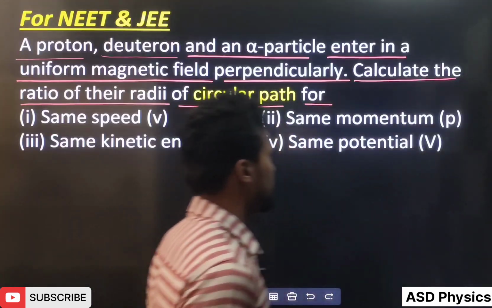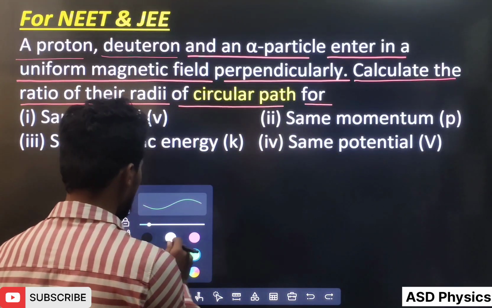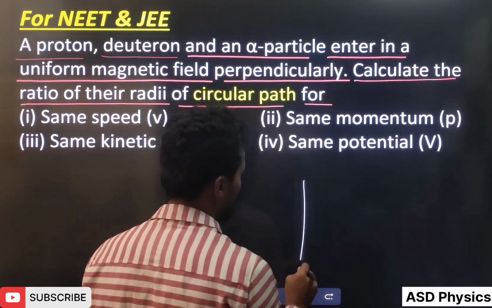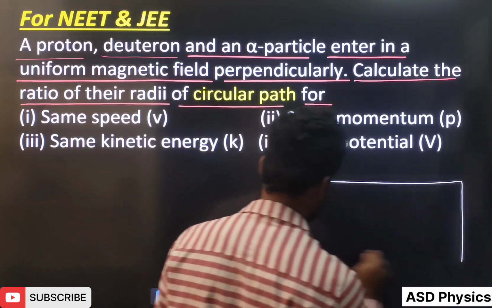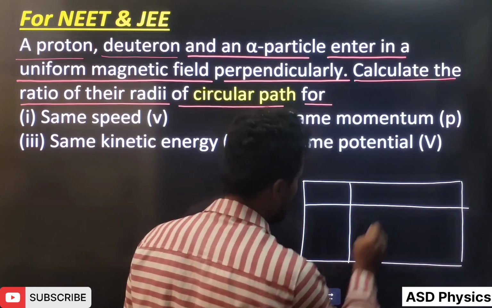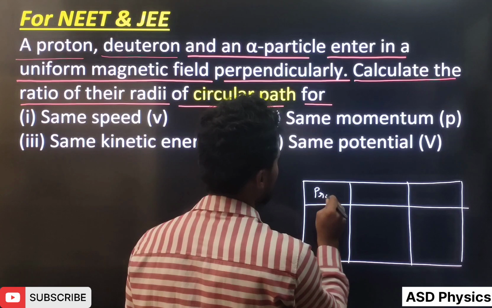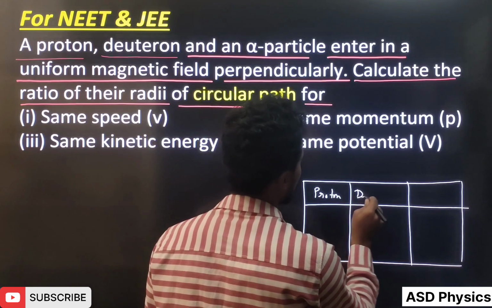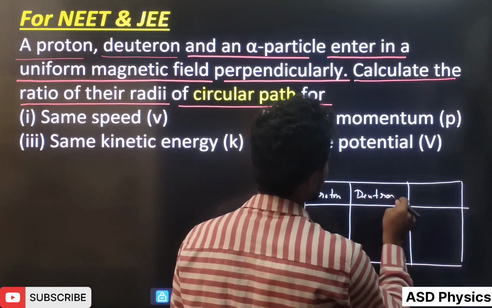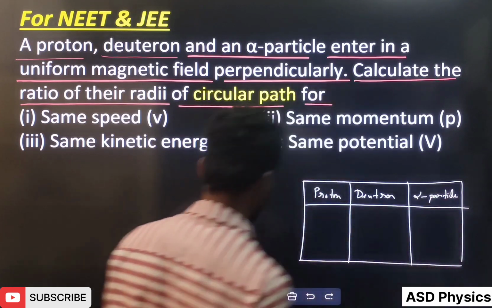Okay, students. Next one here, they are talking about the proton, deuteron and alpha particle. So for that, students, we should know one table actually. To deal with this kind of question, you have to know this table related to the mass and charge here. Okay, students, so here I have taken, let's take here a proton. And here deuteron is there, and here alpha particle is there.